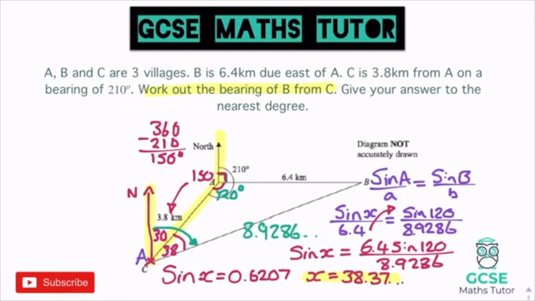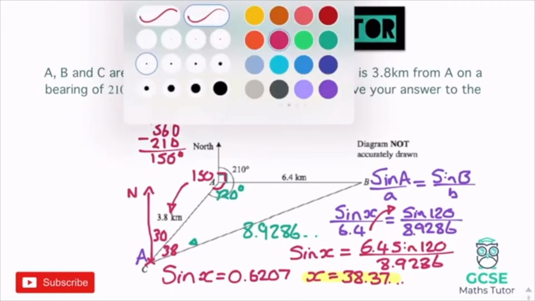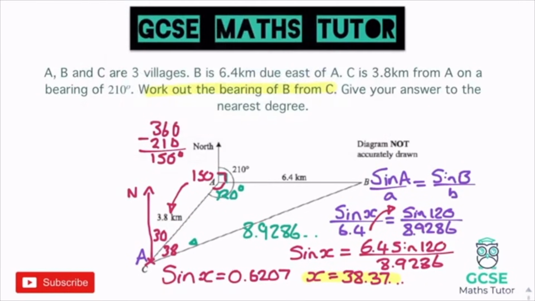So let's just get rid of some of this again. And let's just think about what we've got there. There we go. So our full bearing then from north going clockwise to B, bearing of B from C. So from C here down to that line with the B on, that total angle there is going to be 68 degrees. Right, there we go. So the full angle there, the full bearing is 68 degrees.